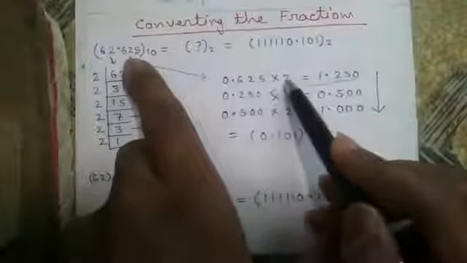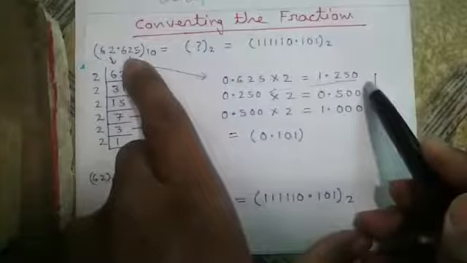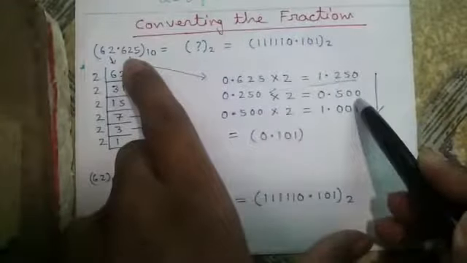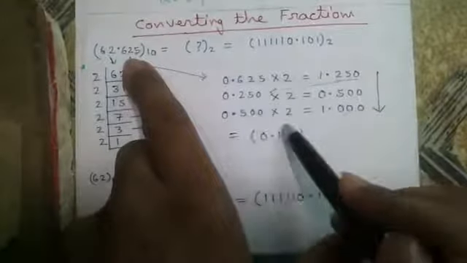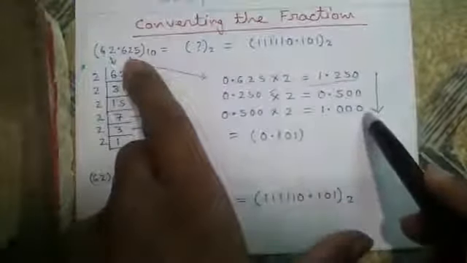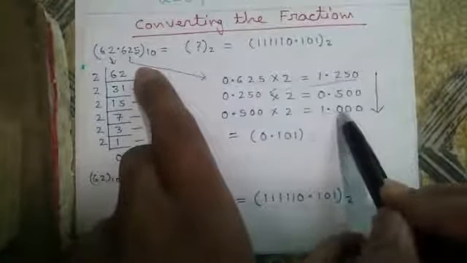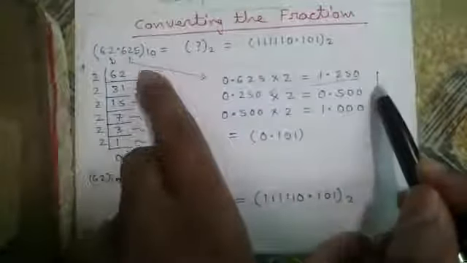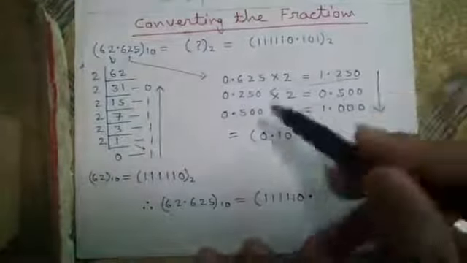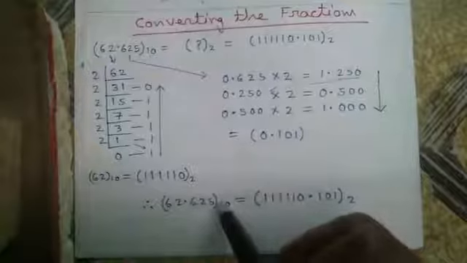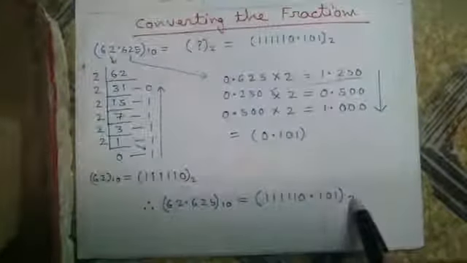So 0.625 into 2 is 1.250. Take the fraction part again and multiply by 2, that is 0.500. Again take the fraction into 2, 1.000. We will stop our conversion as we get 0 after the decimal, and we will read the result downward. So it becomes 101. So 62.625 in decimal becomes 111110.101 in binary.